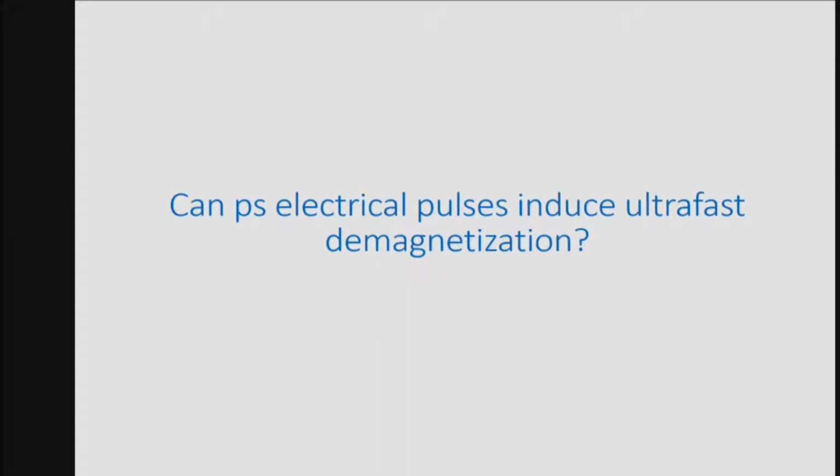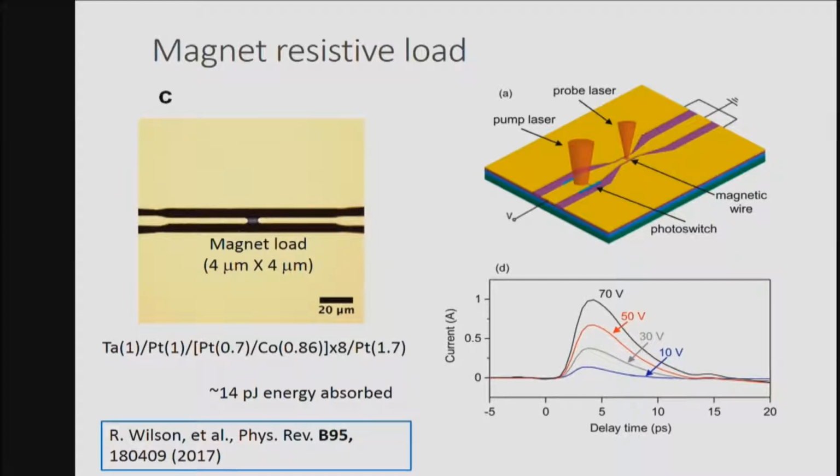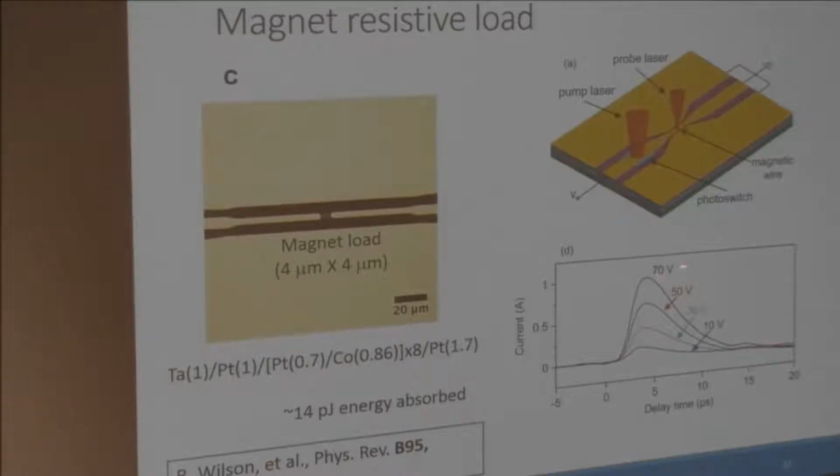ultra-fast magnetic dynamics? So here's a picture of one of these strip lines. Here's the magnetic load. A little bit farther along on the strip line, not shown in this image, is the photo switch. The first experiment we did was on a simple magnetic material, essentially platinum cobalt multilayer. And here we show measurements of the electrical pulses. This voltage here is the DC bias voltage applied. And what we see is we're generating electrical pulses with duration on the order of 6 or 7 picoseconds.